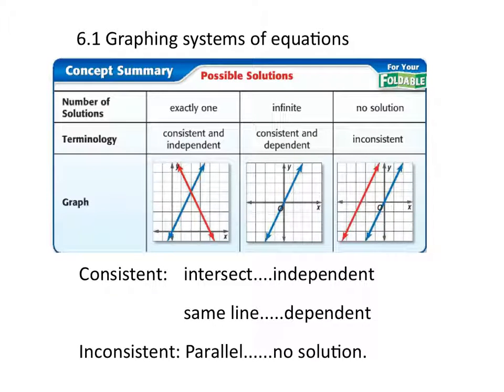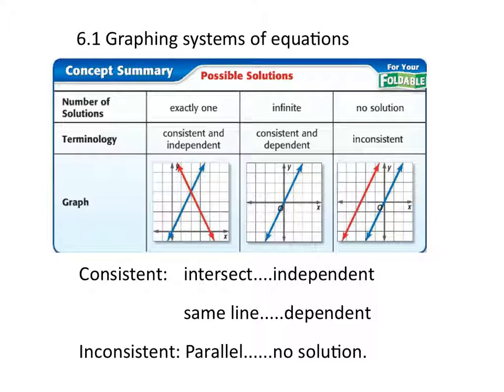Let's recap graphing systems of equations. Let's look at the terminology, the graph, and the number of solutions for each of the three graphs below. If we look at the first one, we see two lines that intersect one time, so we have exactly one solution. The terminology to describe this system is consistent and independent.